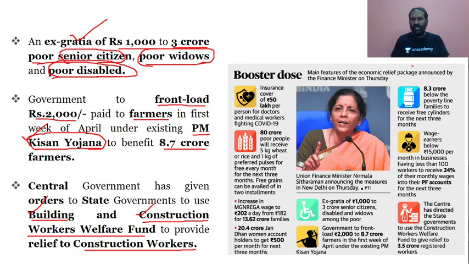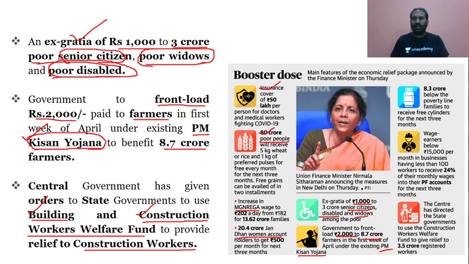And this is very clearly showing you the picture about the insurance cover and 80 crore poor people, which we were talking about. And then in regards to MGNREGA, and in regards to Jandhan women accounts, and in regards to the ex gratia, that is rupees 1000 for the senior citizens, disabled, and also the widows, and the government front loading, as we spoke about, rupees 2000, which will benefit 8.7 crore farmers under the, this is important, as I said, reiterating once again, Pradhan Mantri Kisan Yojana.